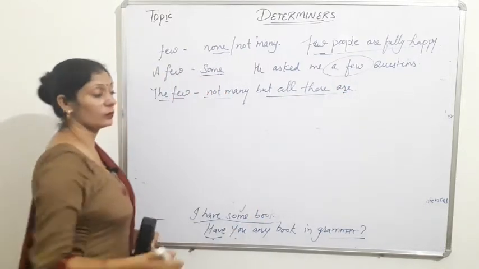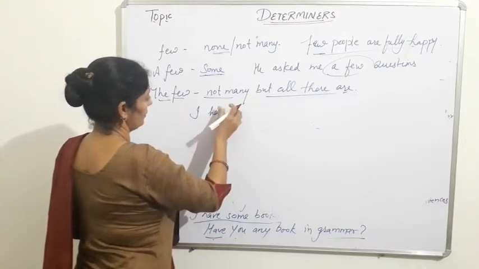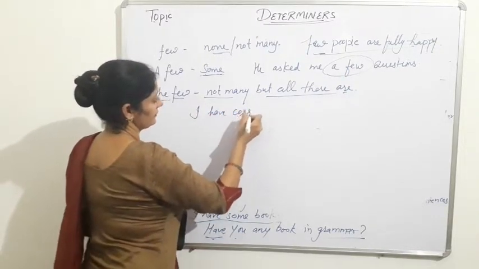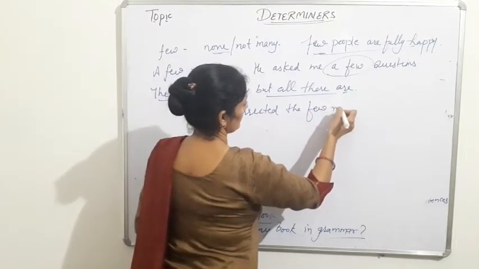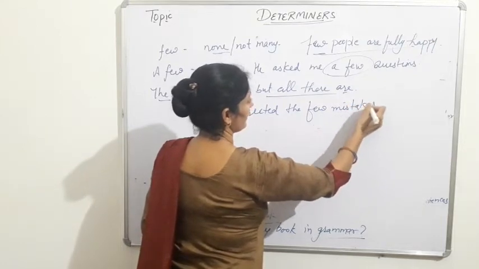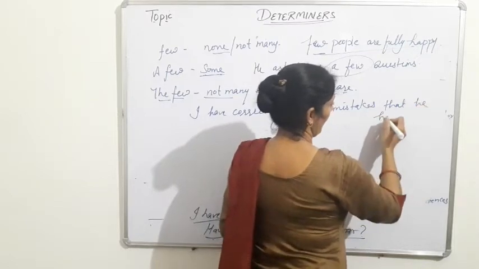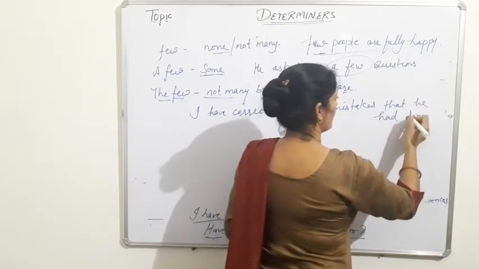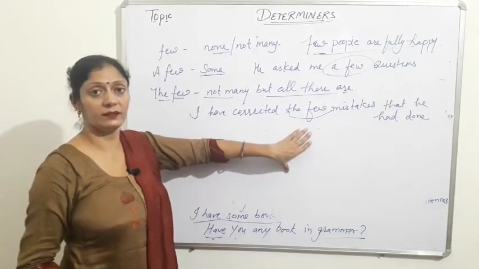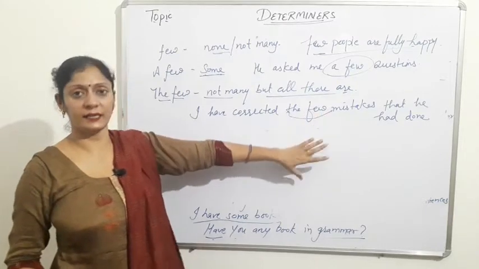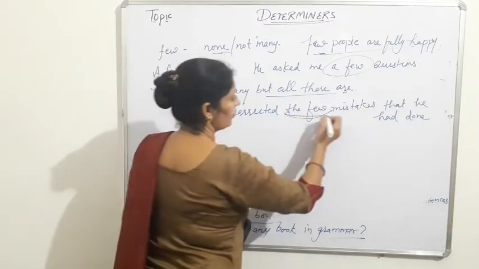Okay. I have corrected the few mistakes that he had done. Nothing is given there how many mistakes he had done. But whatever mistake he had done, I have corrected all the mistakes, all the few mistakes.